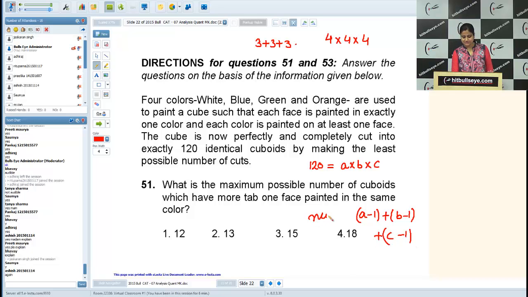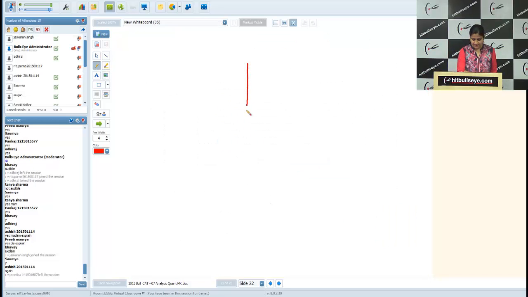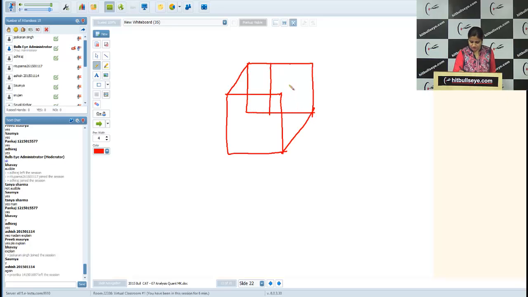We want to minimize this thing. If we want to minimize this thing, we will try A and B and C to be almost equal. Okay, Ashish, let us see what I'm trying to tell you. We have a cube, suppose of dimension 3 by 3. How many cuts you will make to do so?